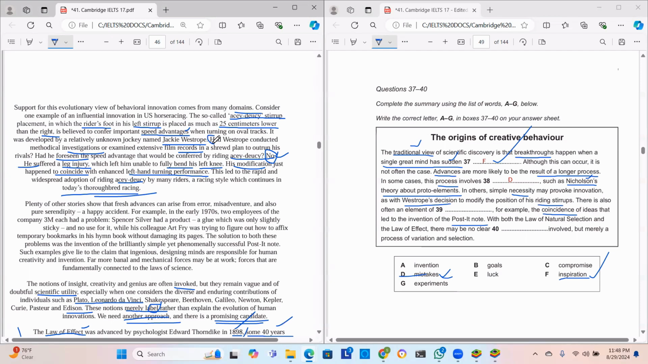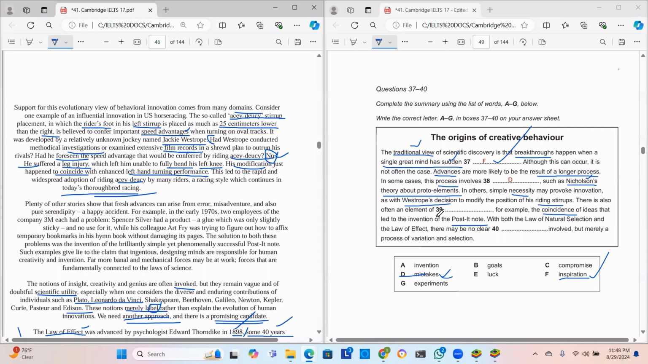So he has some questions here, right? Did he do any investigations? No. Did he have any film records? No. Any speed advantage by riding the AC/DC? No. Answer is no. But because he suffered a leg injury, he just made some adjustments, right? Modifications means adjustments, and it just happened to coincide with this.